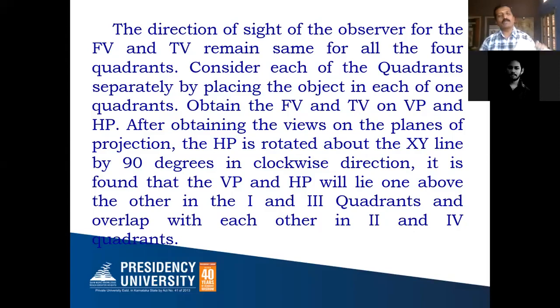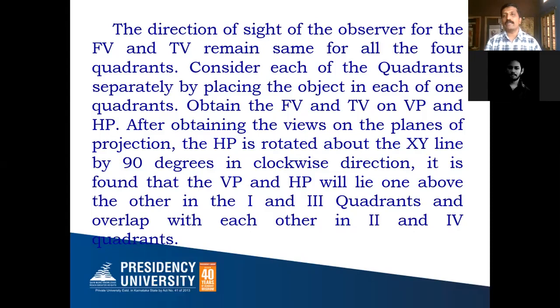So now you should be able to make out that the first and third quadrants are mutually opposite to each other. How? In the first quadrant, the VP will come above the XY line and HP will come below the XY line, and the front view will come above the XY line and the top view will come below the XY line.